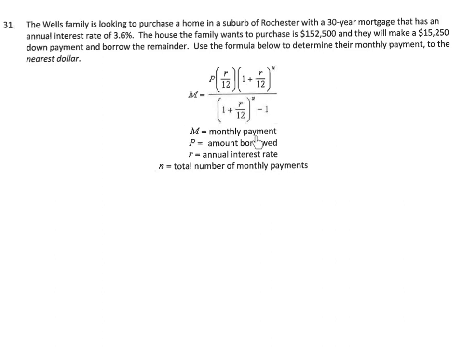Actually, M stands for monthly payment. So it says the Wells family is going to purchase a home in a suburb of Rochester with a 30-year mortgage that has an annual interest rate of 3.6%. The house the family wants to purchase is $152,500, and they will make a $15,250 down payment and borrow the remainder. Use the formula below to determine their monthly payment to the nearest dollar.